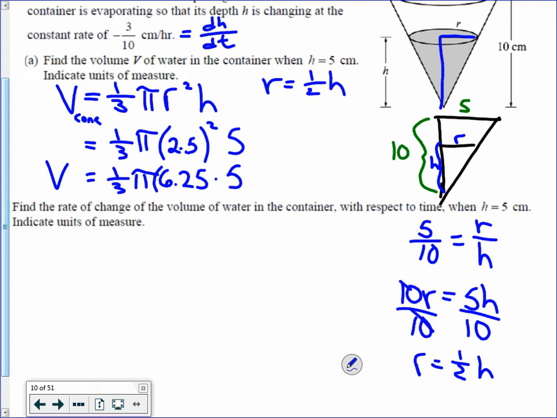Okay, so let me just keep these all looking apart here. All right, that would be the volume of water in the cone when the height is 5. Now, on the AP exam, you would not have to multiply that out if this was a no calculator section. You could leave that like that.